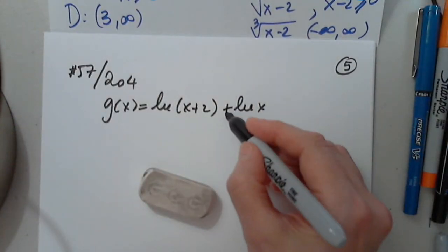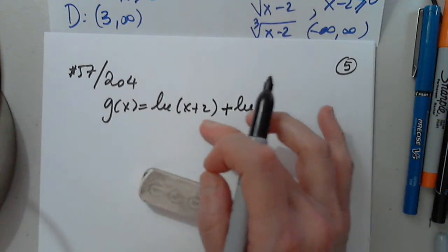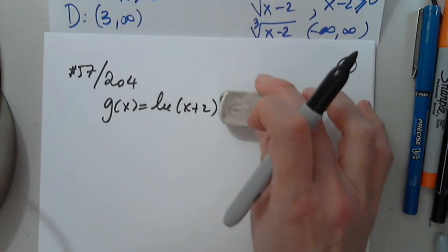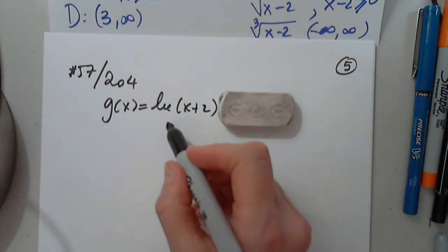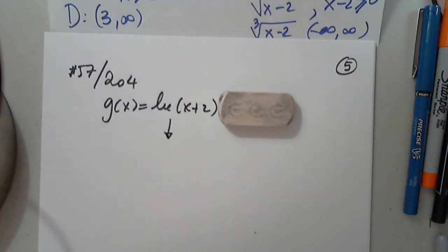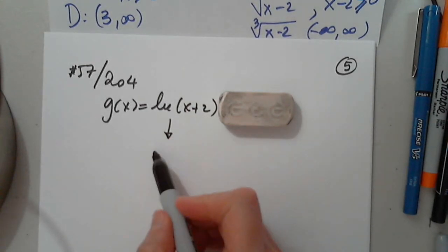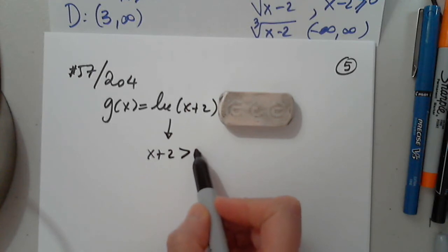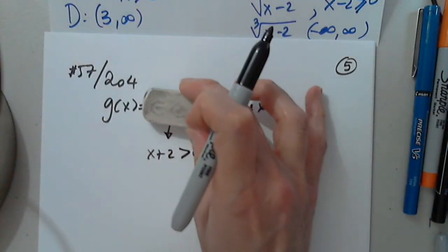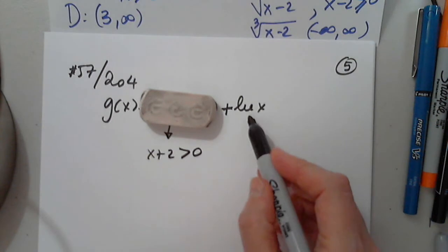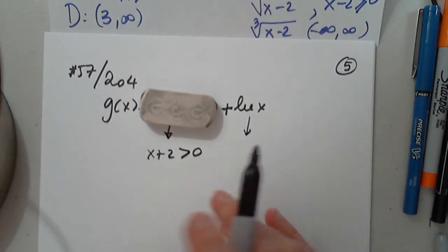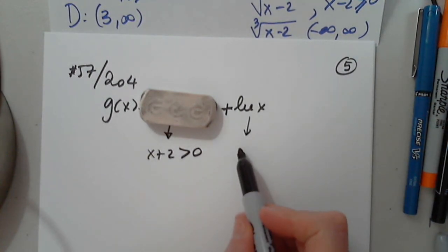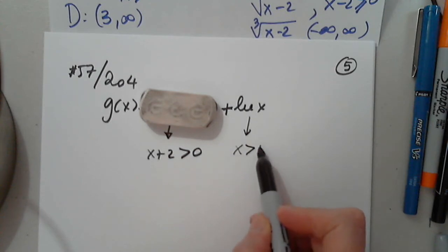Okay, so this function is composed of a sum of two functions. So let's take it one step at a time. Can anyone tell us what is the restriction? What do I have to write to find the domain of the first log function? X plus 2 is greater than 0. Excellent. Now forget about this one. Let's talk about this. In a moment, I'll come back. Yes, of course. X is greater than 0.